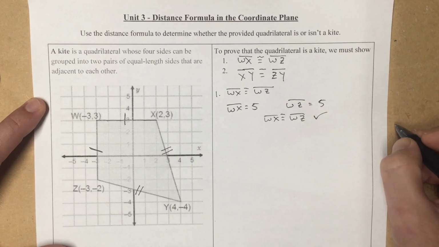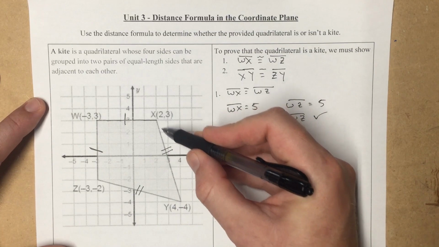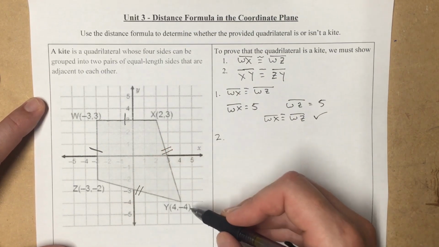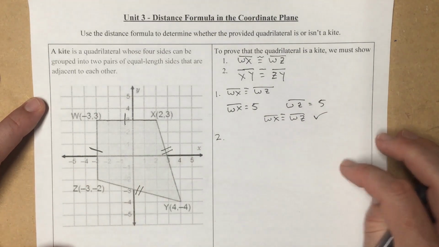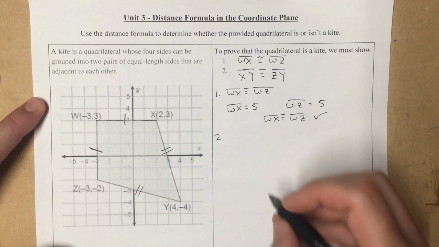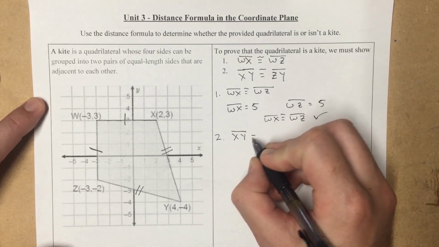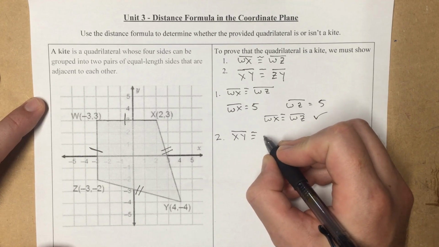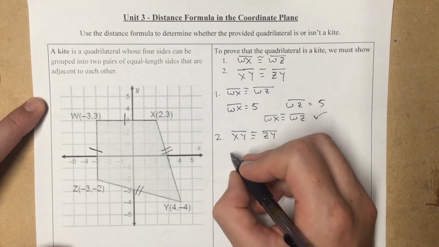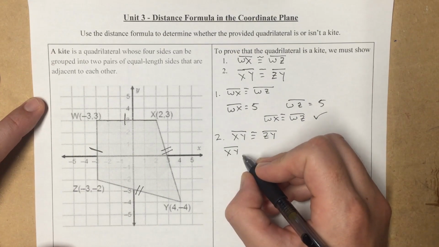That's good. The second one is going to be a little bit harder to show because it doesn't just go along one of the axes. It goes at a bit of an angle. So this is where we're going to have to use our distance formula. We're going to have to show that XY is congruent to ZY. So let's figure out how long XY is first. All right, let's deal with XY.